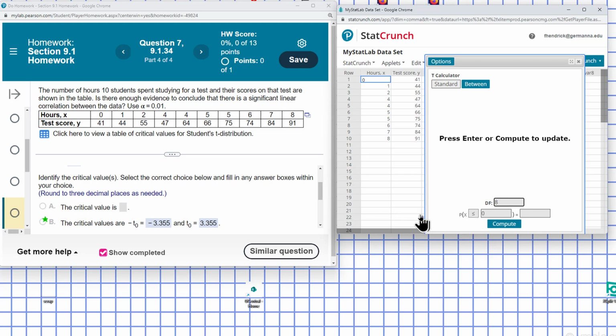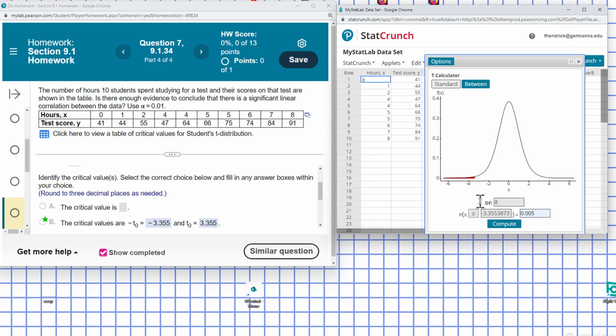And we're going to the left, so that'll give us a negative answer there. It'll be half of 0.01, which is 0.005. And we see what that's going to be. You end up with a negative 3.355. In this red area, that's the rejection region. So if our test statistic lands in here, we reject the null hypothesis.